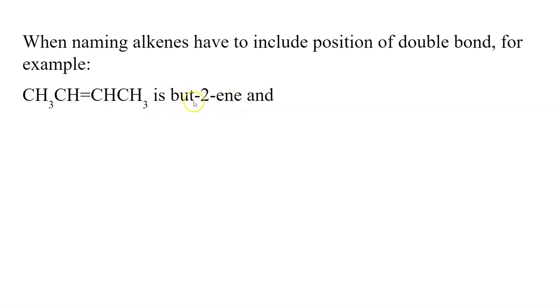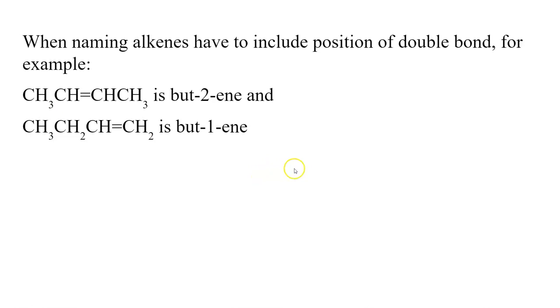2-butene, but-2-ene. Notice the hyphens in the middle there. And this one, where the double bond is attached to the first carbon in the chain, is but-1-ene. It's not but-3-ene, 1, 2, 3, because remember you always name to get the lowest possible numbers.